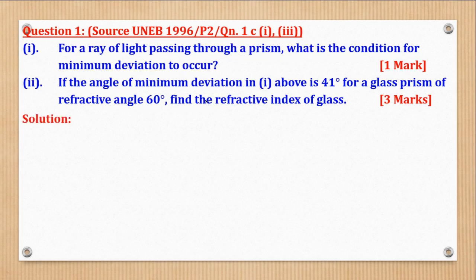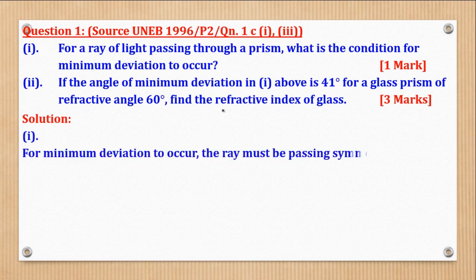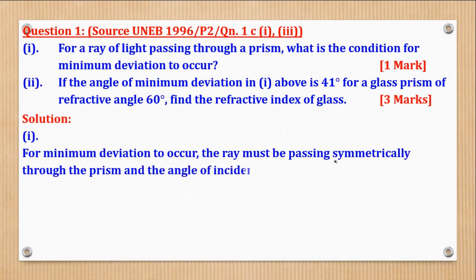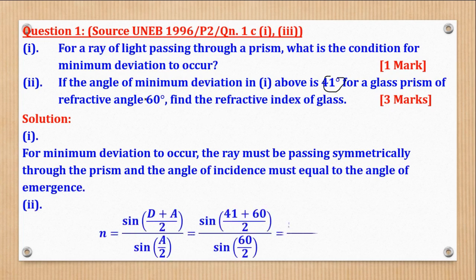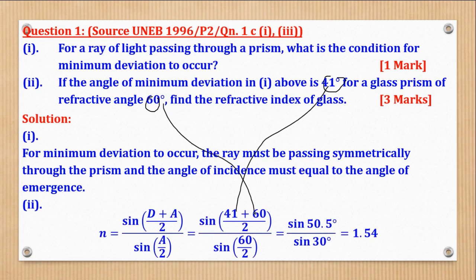They have first asked for the condition, so we shall just state the condition: one, the ray must be passing symmetrically through the prism, and two, the angle of incidence must be equal to the angle of emergence. Then for Roman 2, we shall remember the formula, because we know D, this is capital D and this is capital A. So come and substitute for D and for A here and here. You'll come up with that as the refractive index they want.